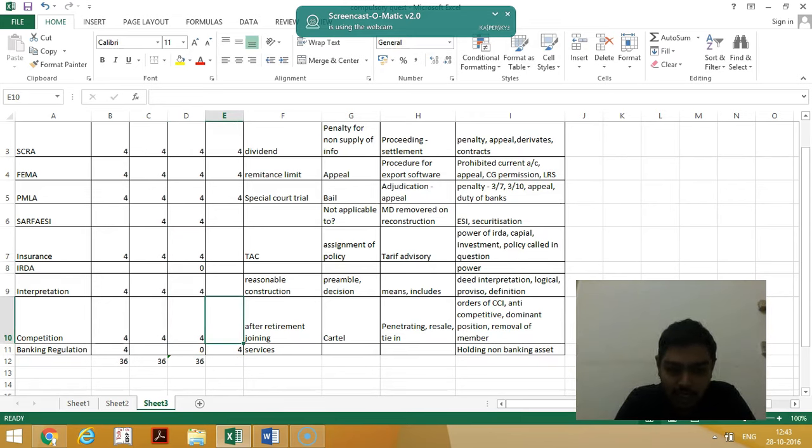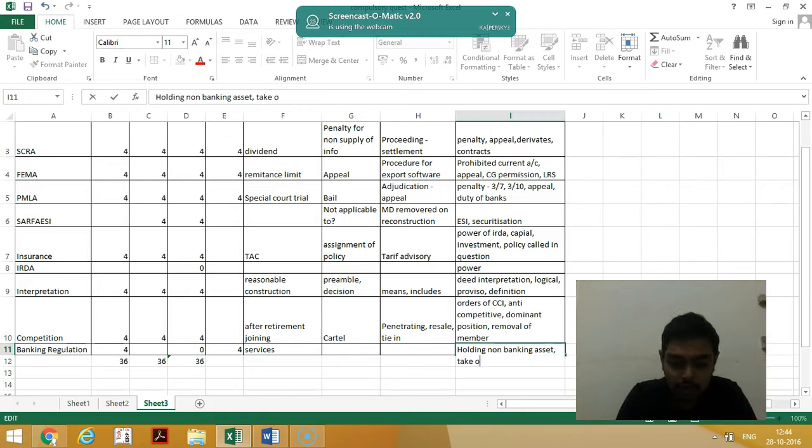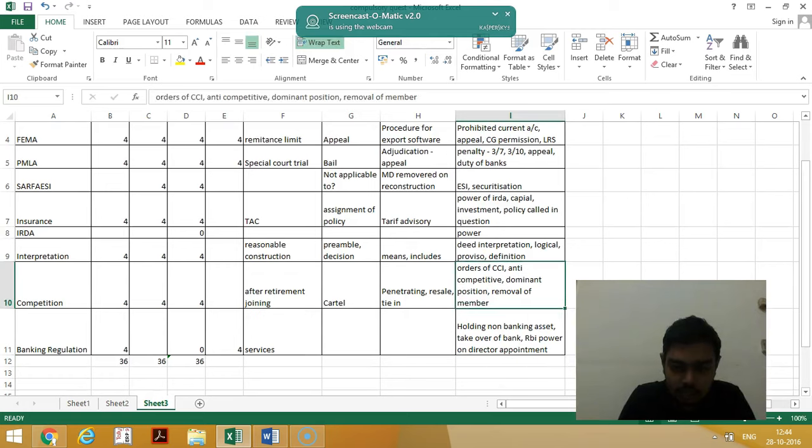So in banking regulation, we can see holding of non-banking asset. That is a very important question. So holding of non-banking asset, that is 7 years and additional 5 years, and takeover of bank, and RBI power on directors appointment. So this can be tested.